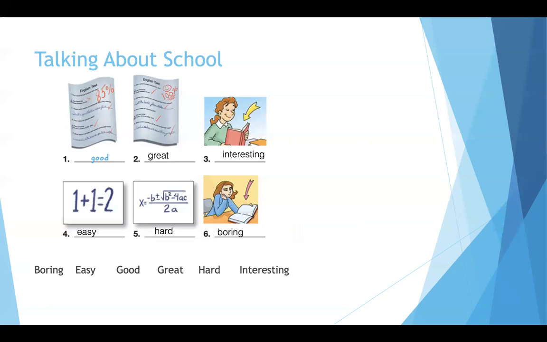All right, so 6 new vocabulary words. You can practice saying them out loud with me. Good, great, interesting, easy, hard, boring. And one last time. Good, great, interesting, easy, hard, and boring.